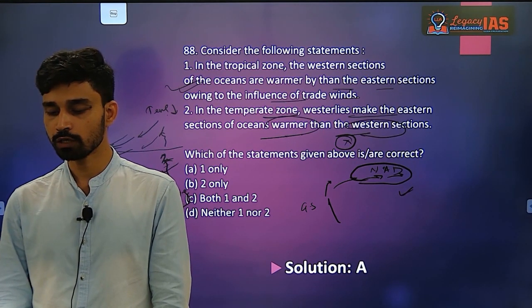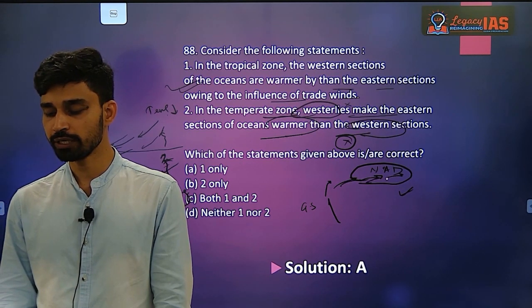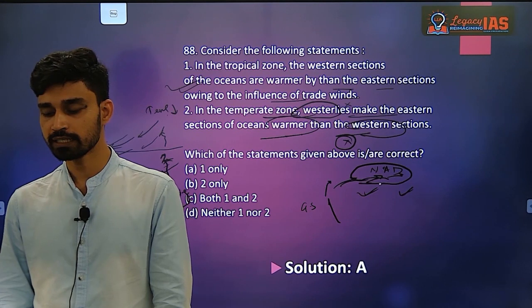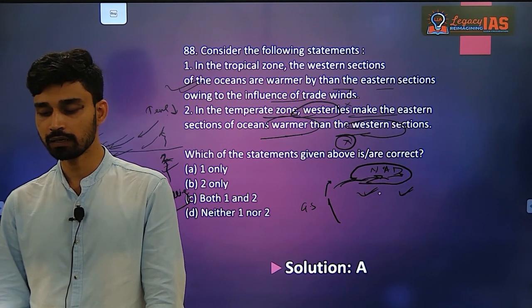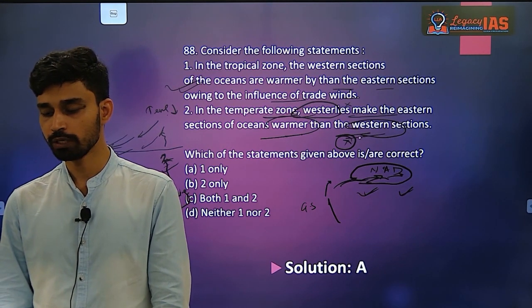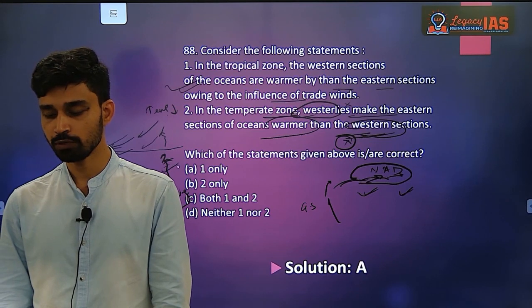It is not the wind. Okay, westerlies do not contribute in changing the temperature or increase in temperature. It is the ocean current, specifically the North Atlantic drift current in the Atlantic Ocean, that is responsible for increasing the temperature. So, the correct option will be A, only 1.